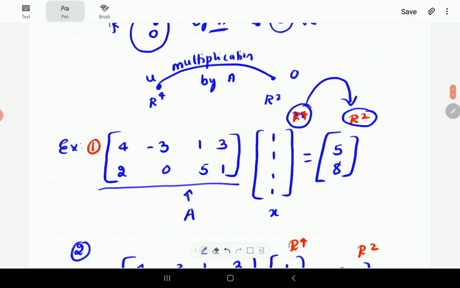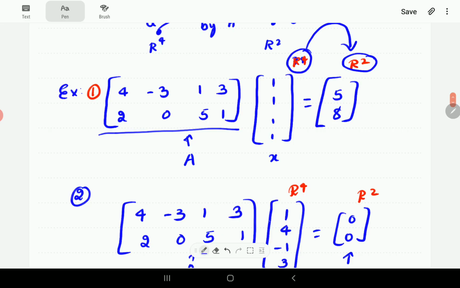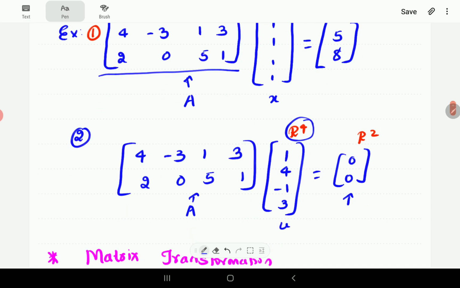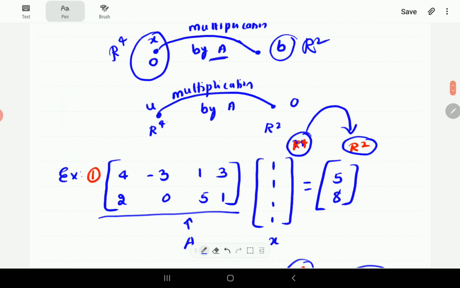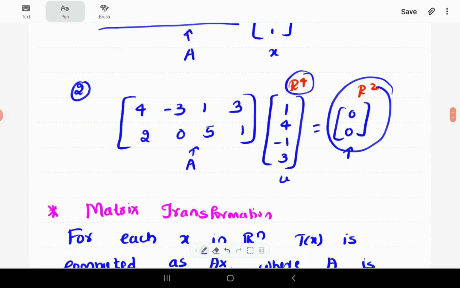Similarly, in this example, there is a matrix A and a vector u which is in R4. If I multiply this with the matrix A, I get the zero vector, which is in R2. So I am transforming the given vector from R4 to R2. It was in R4, it got transformed to R2. That's why we are using the term transformation.